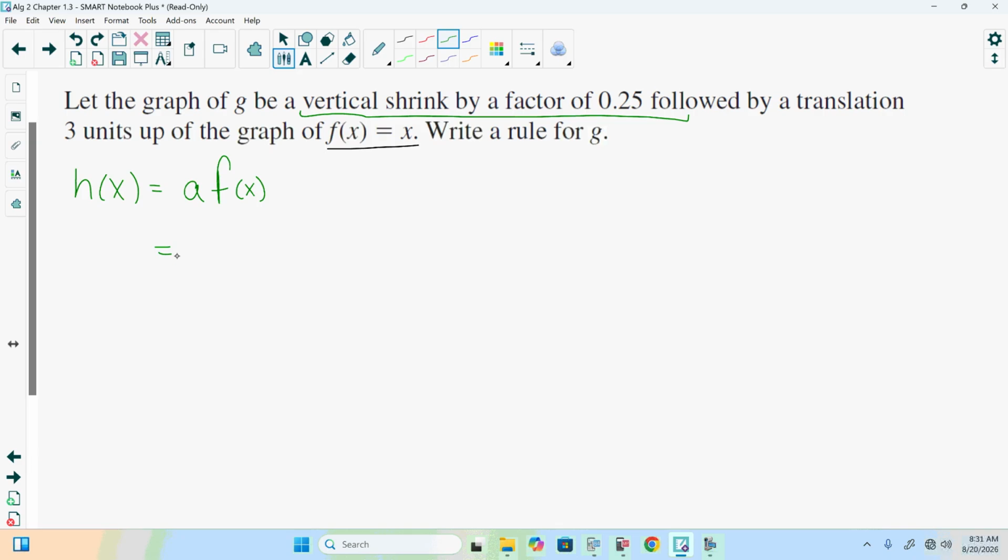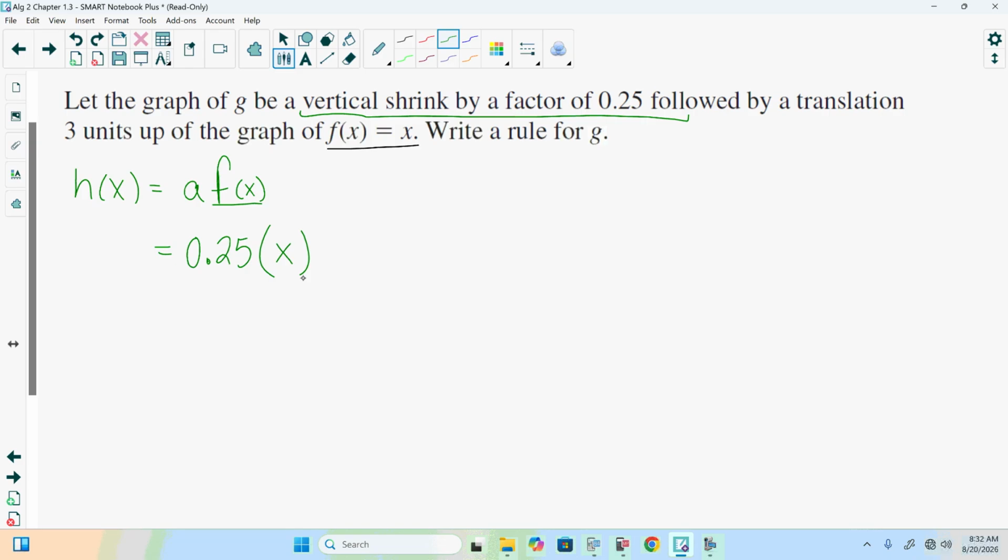For this here, what's our value of a? 0.25. So we plug that in for a, yes? We still have f of x, don't we? We can plug it in, and it's just, well, x. Questions on this?